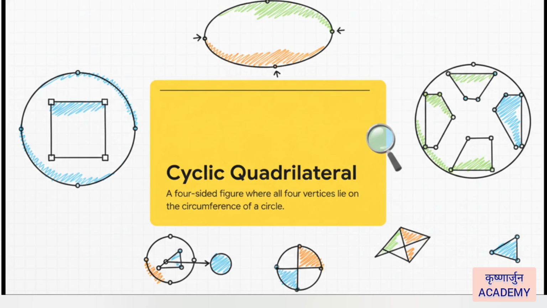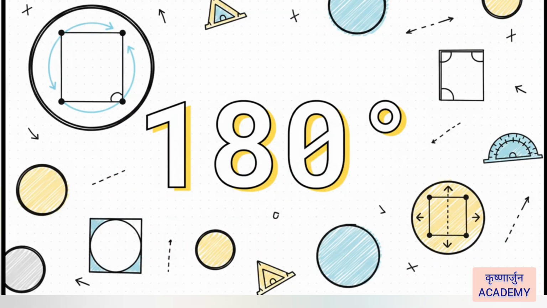Okay, let's start to bring all these ideas together now. What happens when you draw a four-sided figure, a quadrilateral, but you draw it so that all four of its corners are touching the edge of the circle? Well, that gives you something called a cyclic quadrilateral. And you guessed it, this very special shape has its own very special rule. And that special rule all comes down to one magic number, 180 degrees.